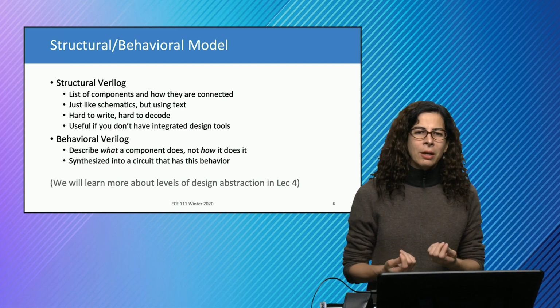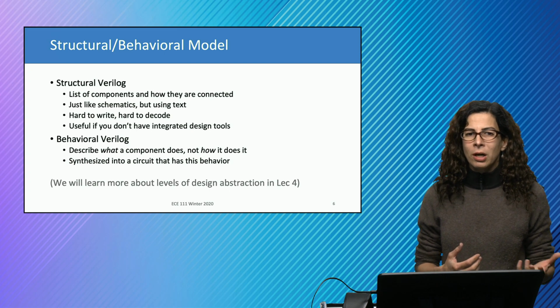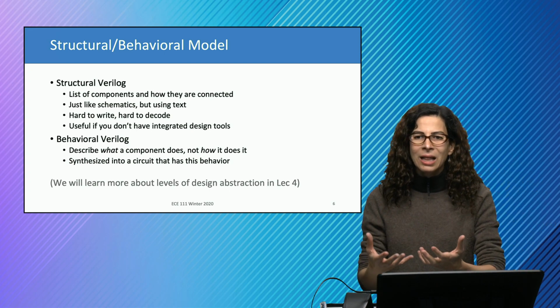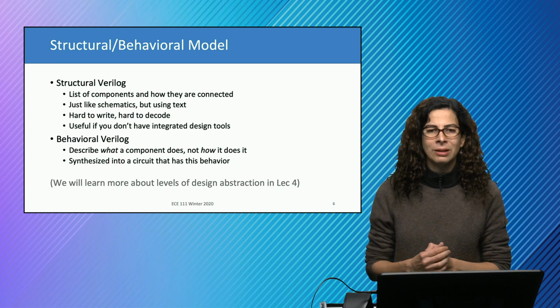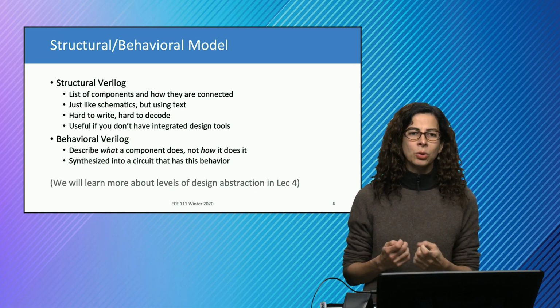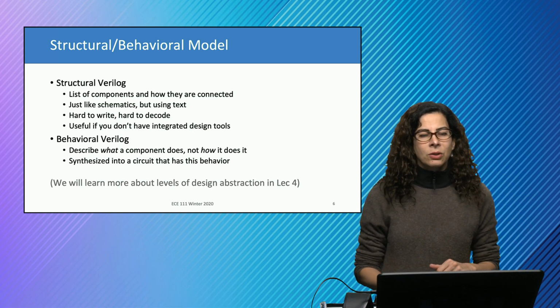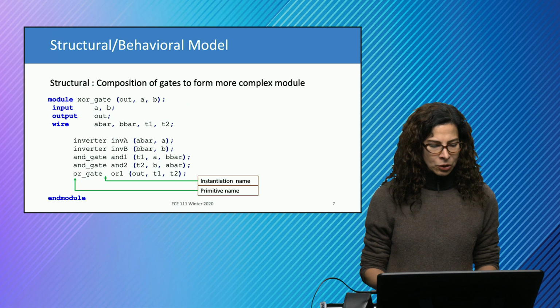Or we could have a behavioral level, like what we've seen before, where you have a Boolean logic description and we just tell the software, this is what this piece of hardware is intended to do, but we're not going to tell all the details about the design. We will learn more about this in lecture 4.